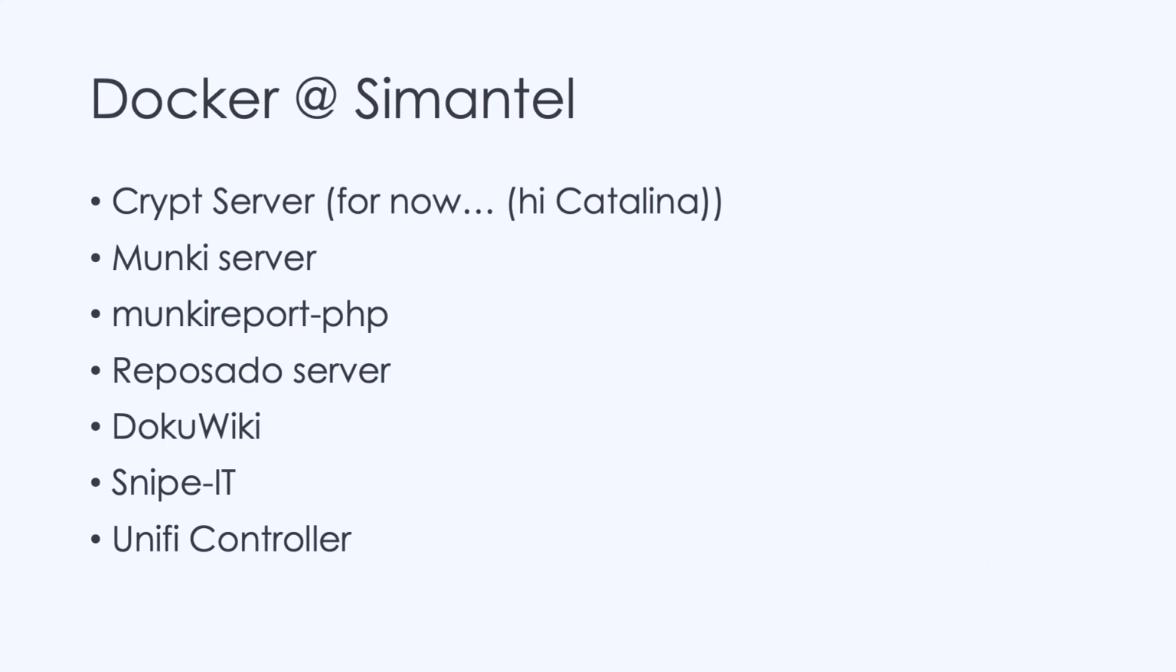At Simantel, we are utilizing Docker for these things, at least for now. Crypt is probably going away for us, but for now we're running Crypt Server, Munki Server, Munki Report, Reposado, DokuWiki, Snipe-IT for asset management, UniFi Controller. All of this is running in Docker on our Synology, and it runs really well. It's saved us a lot of RAM and some storage.